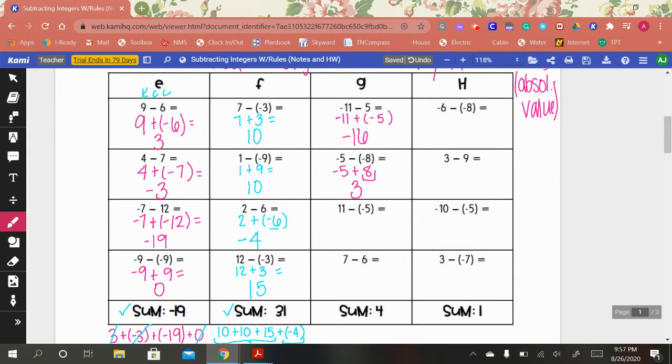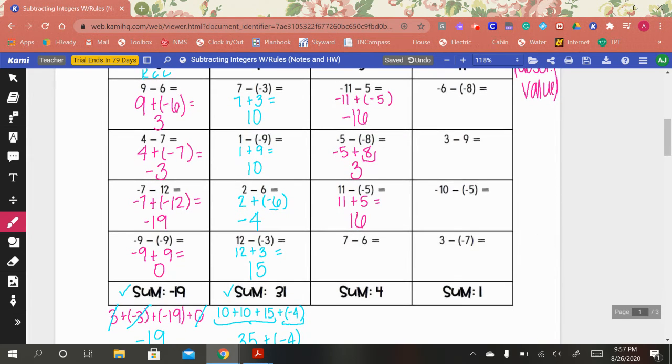All right, next one. 11 minus -5 is going to become 11 plus 5 is equal to 16. Again, if you want to pause the video and work these out on your own to see if you have it, that would be wonderful. Anytime you have a chance to work it out on your own, you are going to learn more than listening to me. 7 minus 6, we will keep, change. And 7 minus 6 is 1, and I'm going to keep it positive.